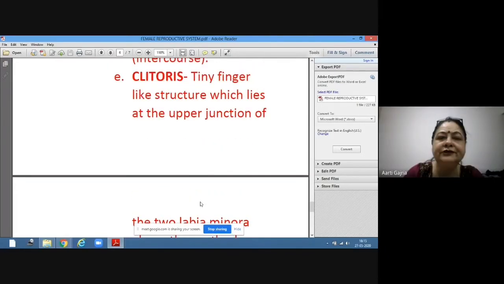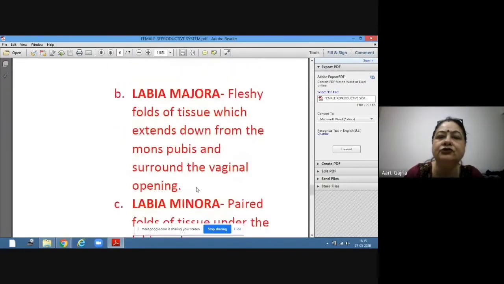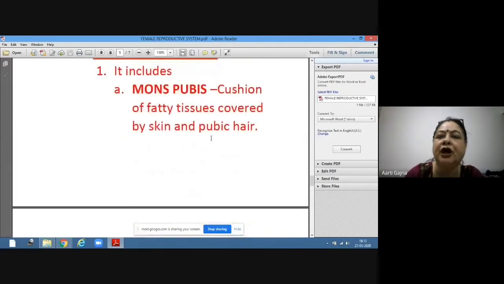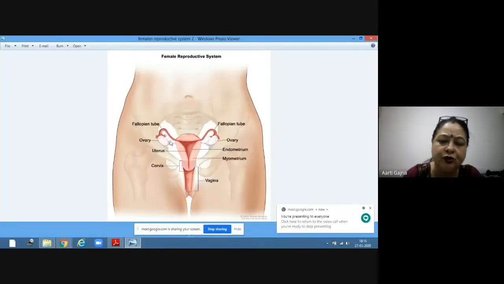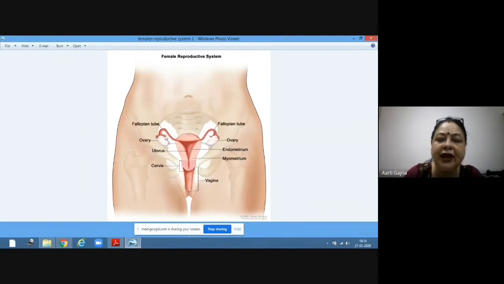So this is about the anatomy of the female reproductive system. Now let me show you the diagrams. Okay, let's start from the ovary. So these are the ovaries. Two ovaries. Now this part is the fimbriae. These are finger-like projections. Fimbriae.